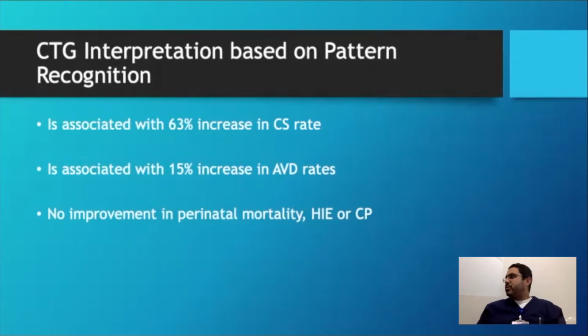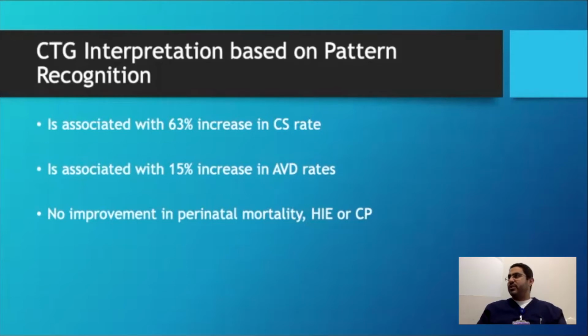regarding CTGs are always dated from the previous pattern recognition era. So unfortunately, all the new figures that we need to come up with have to be redone based upon physiology. However, this is the information that we have so far. Basically, that we have increased our intervention rate, so 63% more cesarean sections with just CTG interpretation, 15% more assisted vaginal deliveries with just CTG interpretations, and we haven't actually achieved any improvement in outcome.